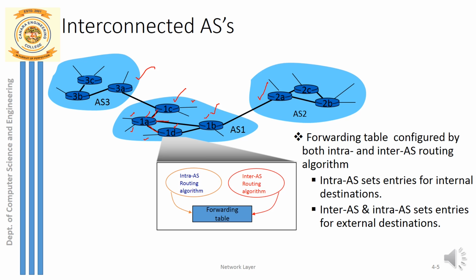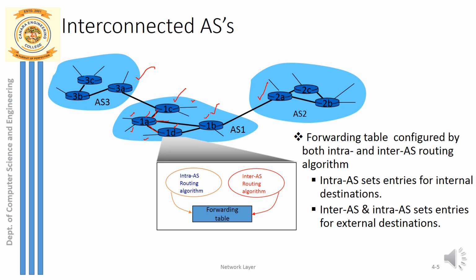You might be knowing about the subnet addresses. All these are called subnets. 1C is connected to 2 subnets, router 1A is connected to 2 subnets, router 1D is connected to a single subnet, and router 1B is also connected to a particular subnet.